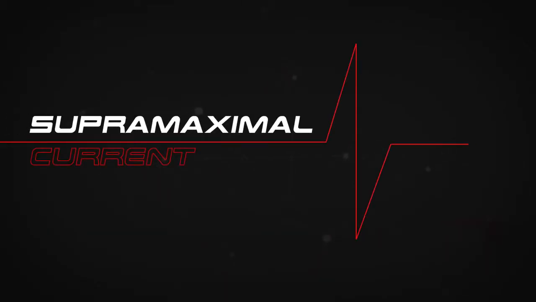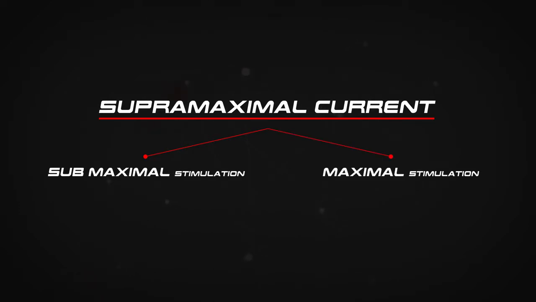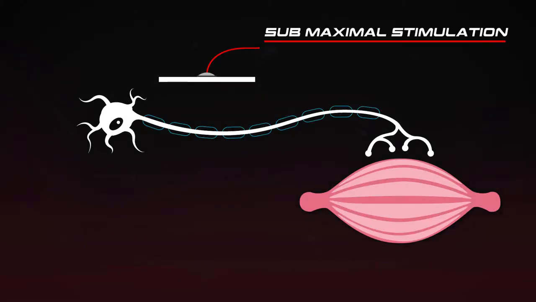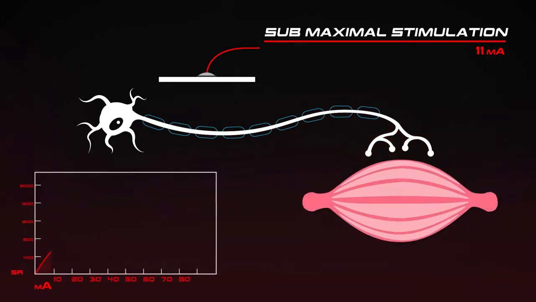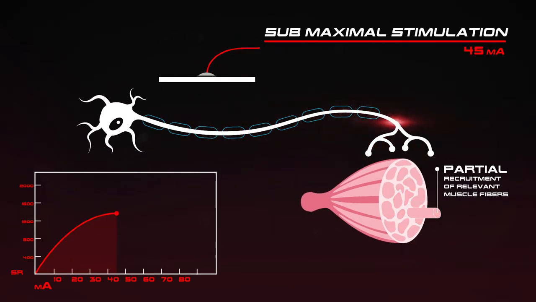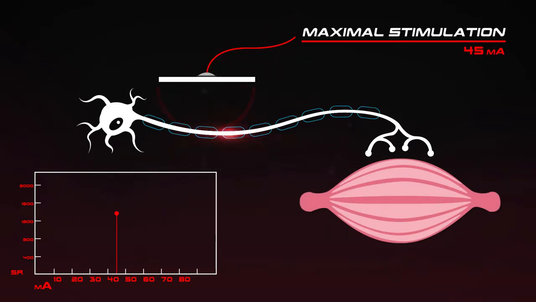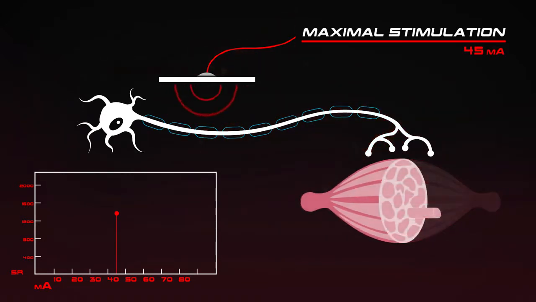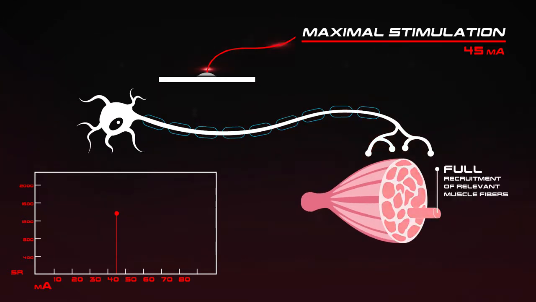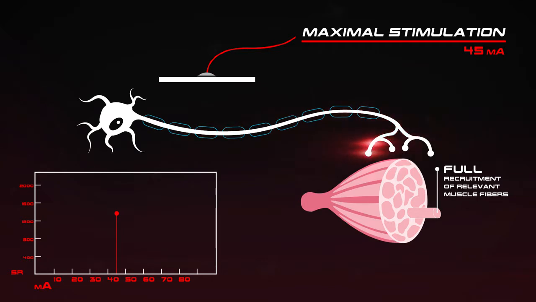What is a supramaximal current? Supramaximal current is best explained in the context of submaximal and maximal stimulation. A submaximal stimulation is a stimulus resulting from a current setting which does not result in the recruitment of all relevant muscle fibers. In contrast, a maximal stimulation is a stimulus resulting from a current setting which does result in the recruitment of all relevant muscle fibers, thus eliciting a contraction at maximum strength.